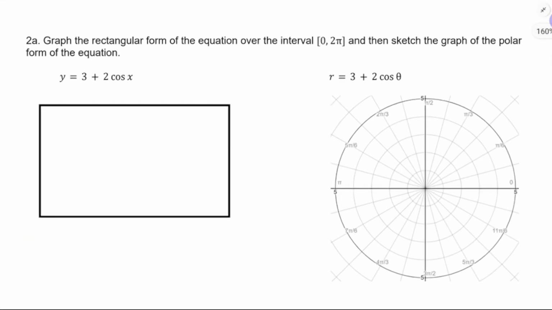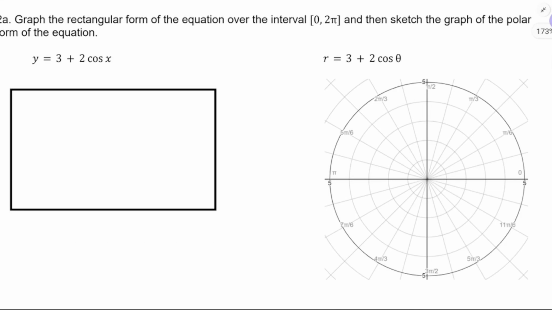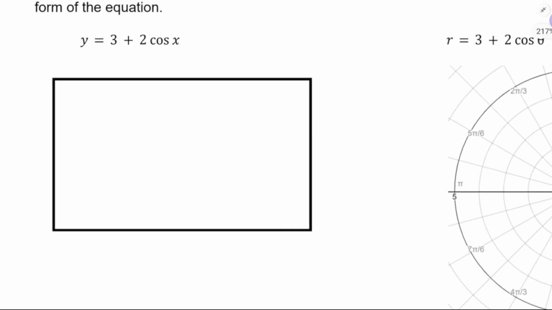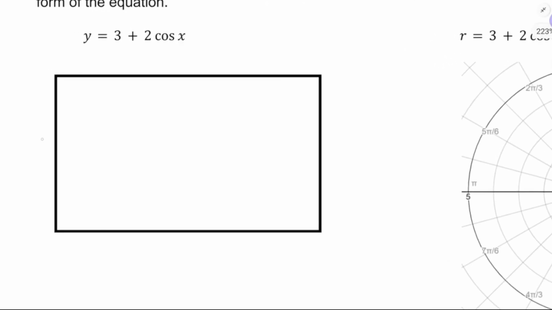Okay, now we're going to graph the rectangular form of the equation over the interval 0 to 2 pi, and then also sketch the graph of the polar form of the equation. Yeah, great. I like these problems. So 3 plus 2 cosine x. Just to remind you, remember that 3 on the outside, that's going to give us a midline. 2 is the amplitude. And if it's cosine, that's the one that starts at the top.